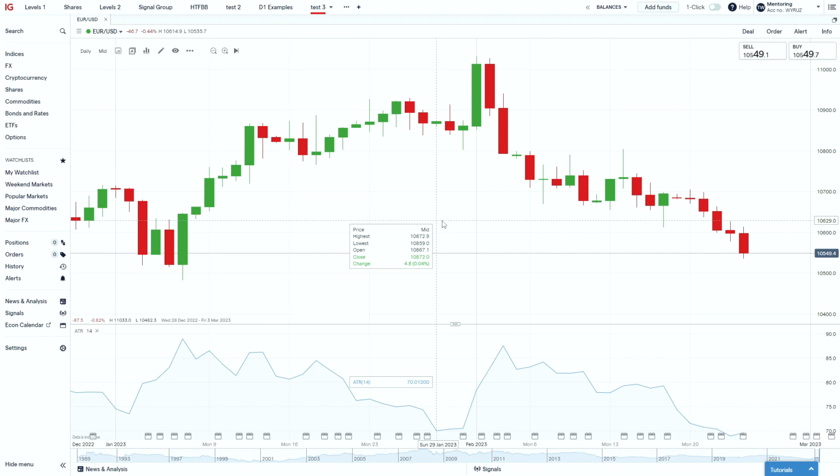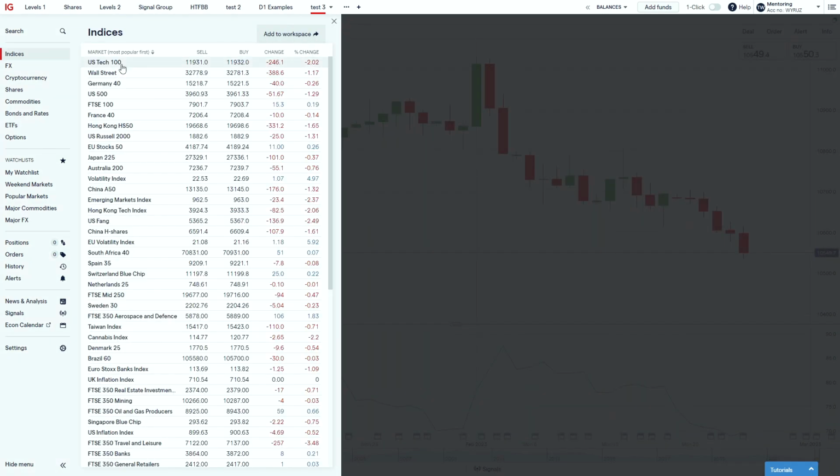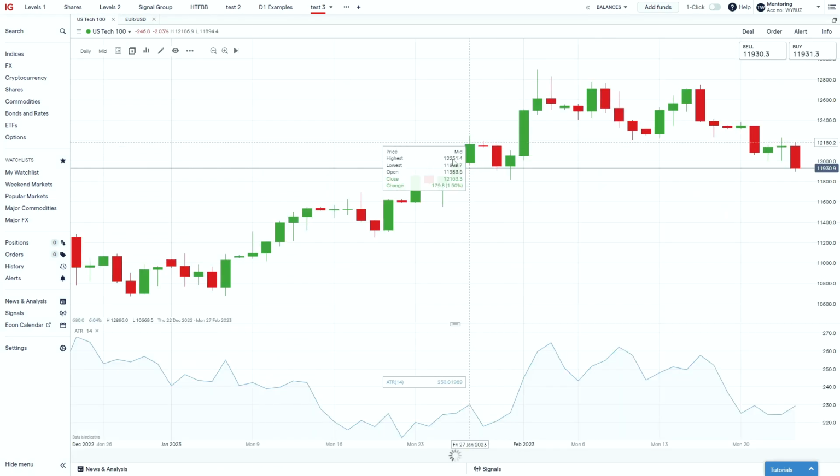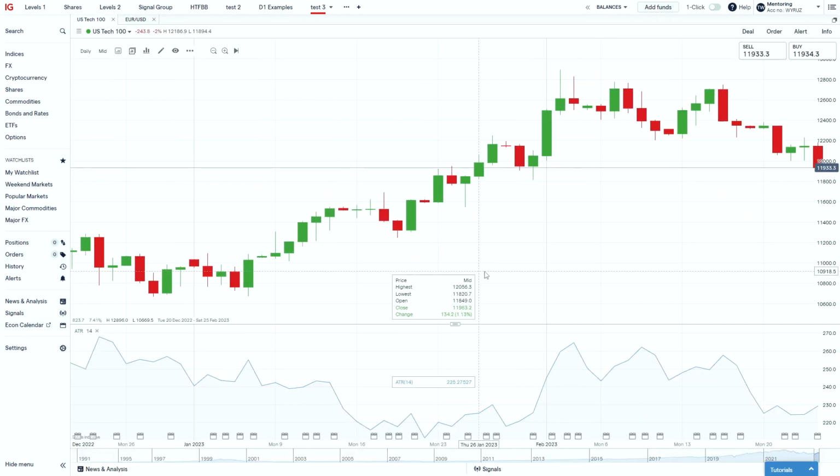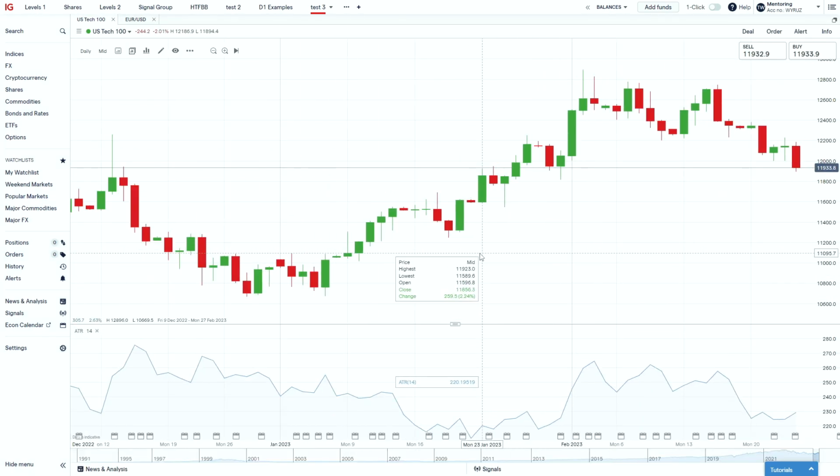And as you can see, it's going to go in waves. The same on every market. If we load up, for example, the NASDAQ here, you can see again, the ATR works exactly the same. Those more volatile periods are represented by the peaks within the ATR.